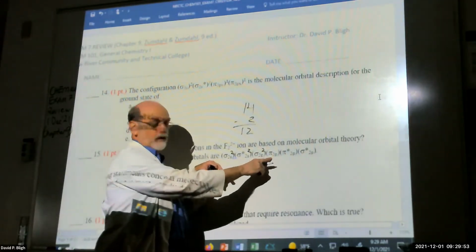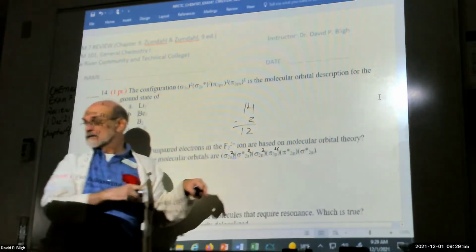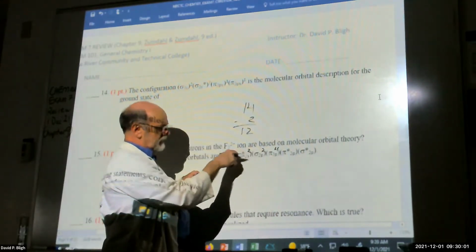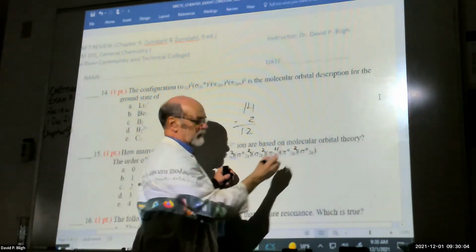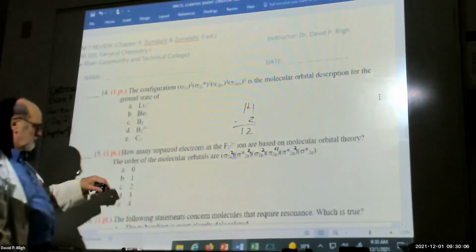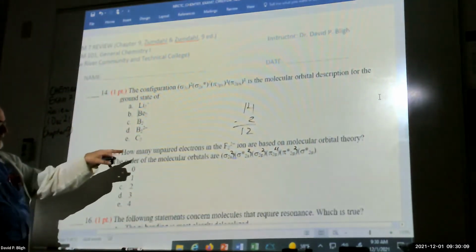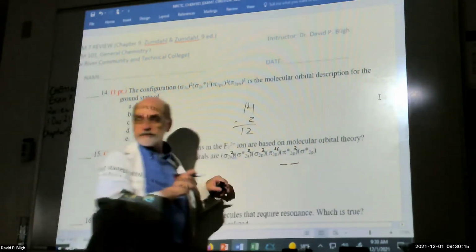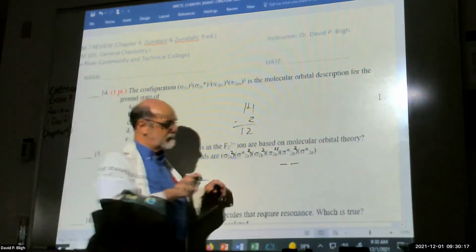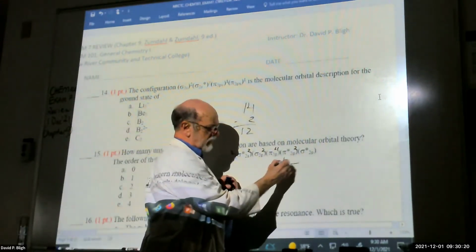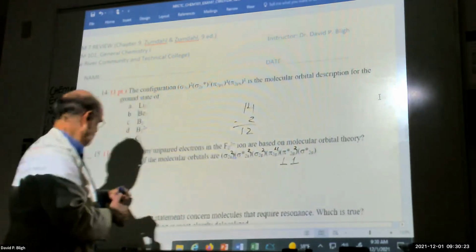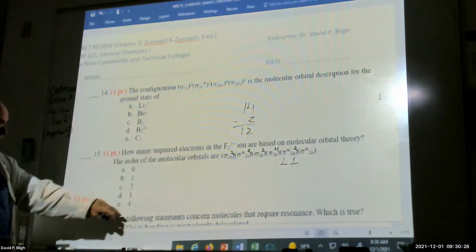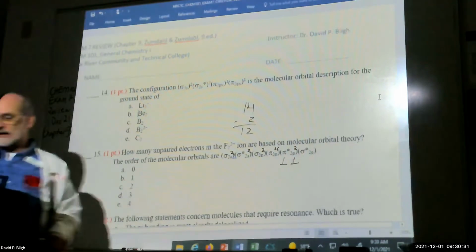This one can hold 4 maximum, and they're all paired. And so this one we have 4, 6, 8, 10. We've got 2 left over, so we put 2 here. To understand how many unpaired electrons, you have to remember that the pi's always have 2. So these 2 will go in like that. They're unpaired. So how many unpaired electrons? There are two.